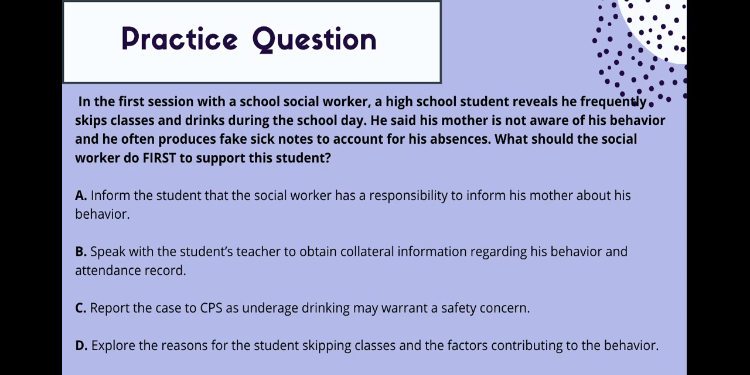So let's go ahead and do process of elimination. And remember, this is a first question. So you might do some of these things at different points throughout the helping process, but we need to find the starting point first. So what would I eliminate? I'm going to eliminate C first. Report the case to CPS as underage drinking may warrant a safety concern. We do not need to report to CPS for underage drinking or drug use unless we feel that the student is a danger to themselves or others. We don't have anything here that would suggest that.